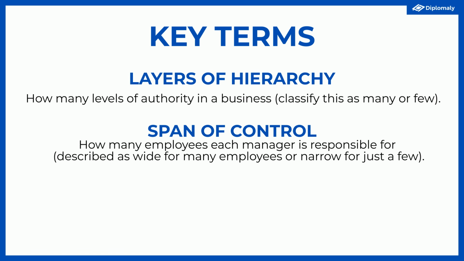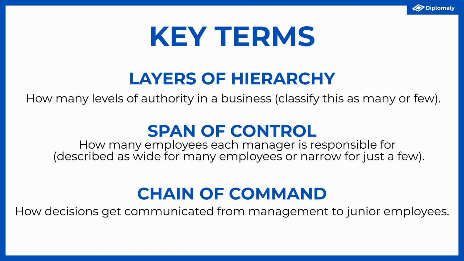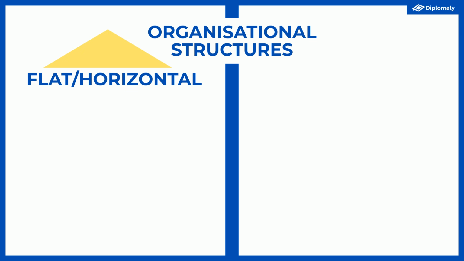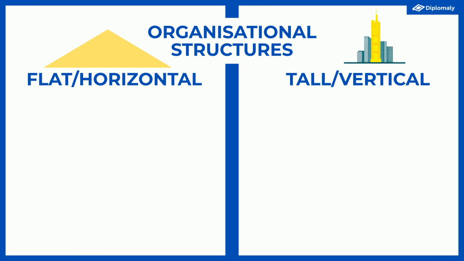And this is described as wide if a manager is responsible for many employees, or narrow if they just have a few. Finally, the chain of command is how decisions get communicated from management to junior employees. This can be long if there are many levels of hierarchy, or short if there are few levels of hierarchy. And there are two types of organizational structures that you need to know. And they are flat or horizontal structures, as well as tall or vertical structures.